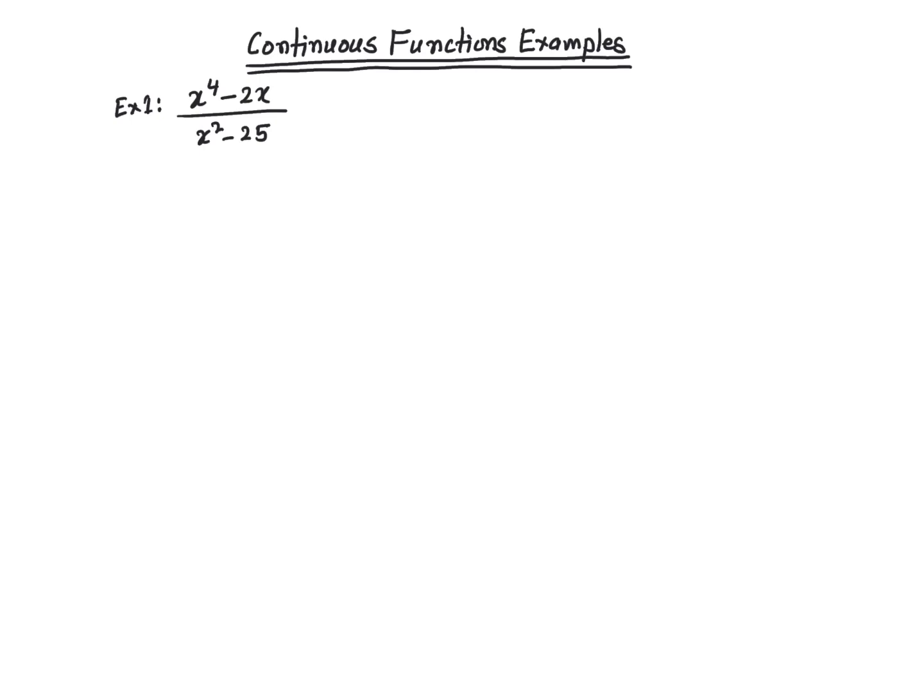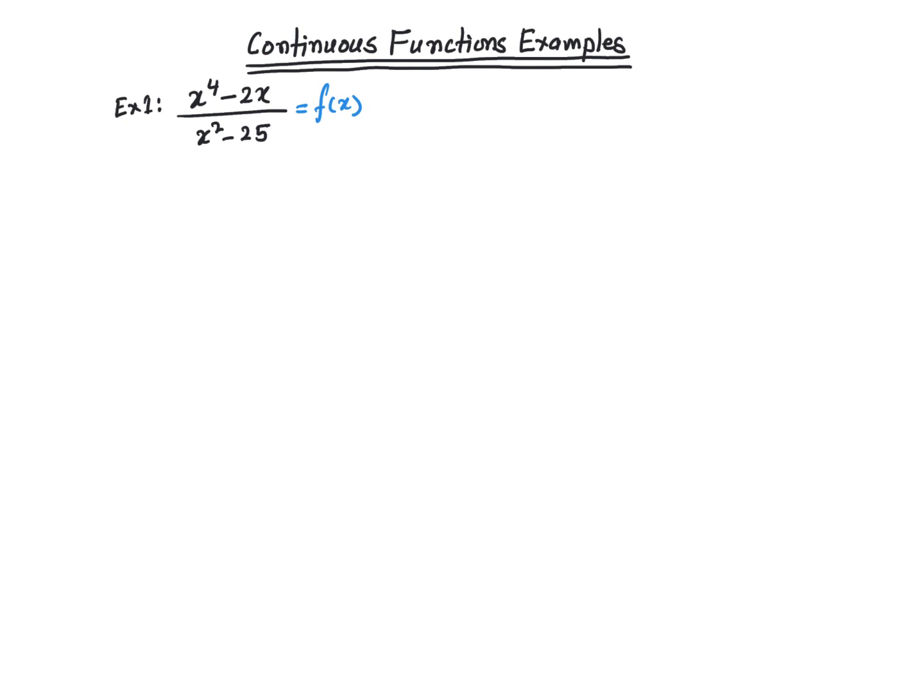In this video, I'm going to talk about some examples of continuous functions. The first example I have is this one. Let's give it a name. Let's call it f of x, which is a rational function. In the numerator, I have x to the power 4 minus 2x, and the denominator x squared minus 25.